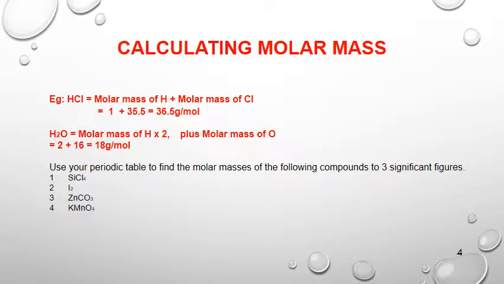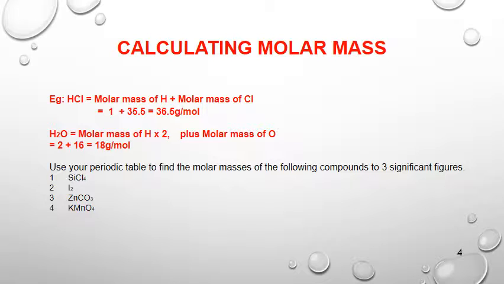So in order to calculate molar mass, you have to basically add up the sums of all the atomic masses. So for our example here, hydrochloric acid, you just add the molar mass of hydrogen to the molar mass of chlorine, or 1 plus 35.5, to give the molar mass of hydrochloric acid of 36.5 grams per mole.